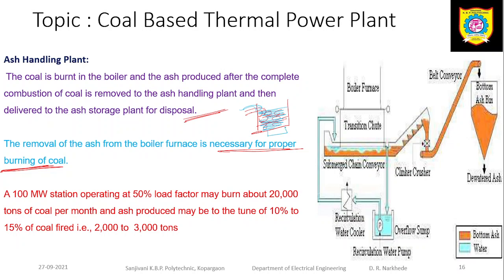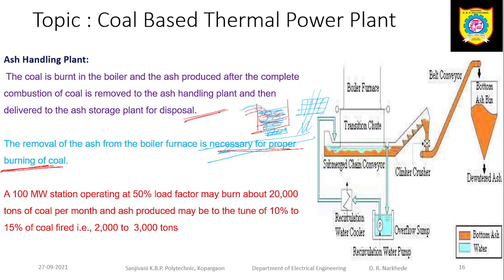So at the bottom of the boiler there are such types of plates. Okay, at the bottom of the boiler there is such a thing, a mesh. After a particular time you are going to open this, and all the ash is going to fall into the container, and this is going to be carried with the help of a conveyor belt.